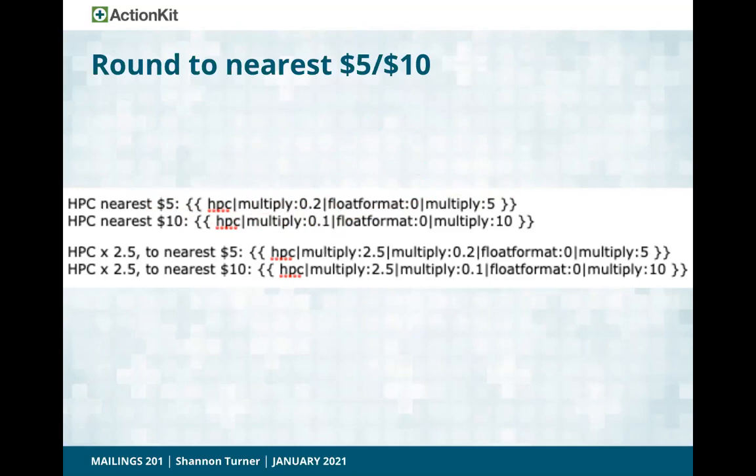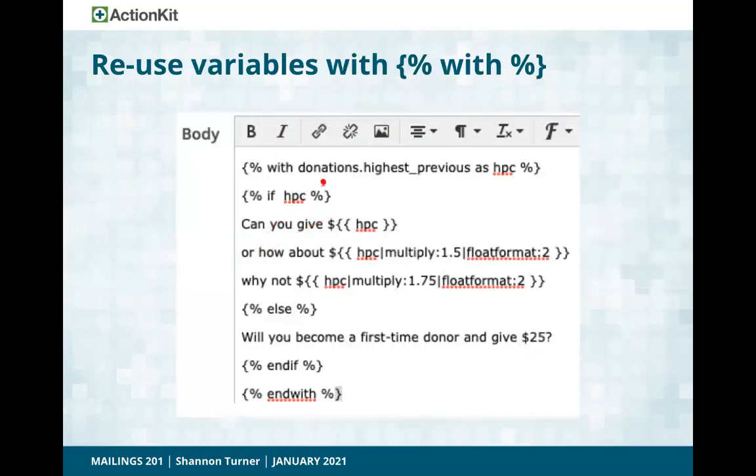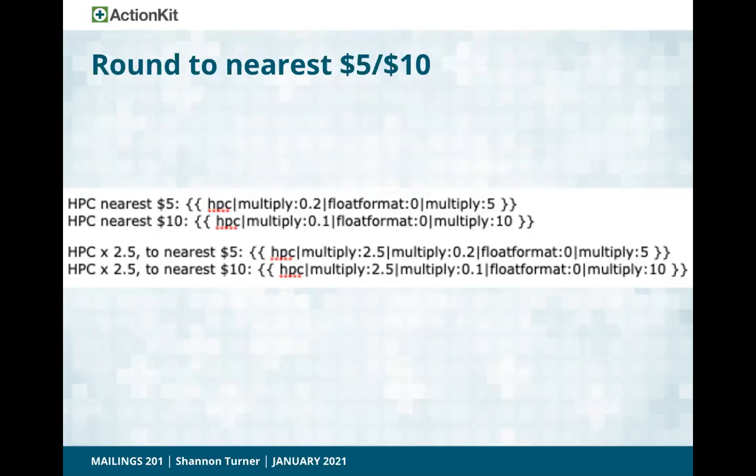You can also do this with the suggested ask variable. It doesn't just have to be done with your donations.highestprevious. You can do all of these tricks with the suggested ask variable as well. So here you can see I'm doing the highest previous contribution times 2.5 and then rounding to the nearest 5 and the nearest 10.